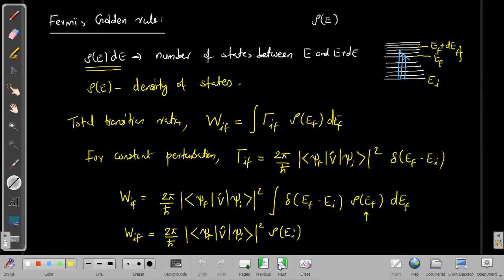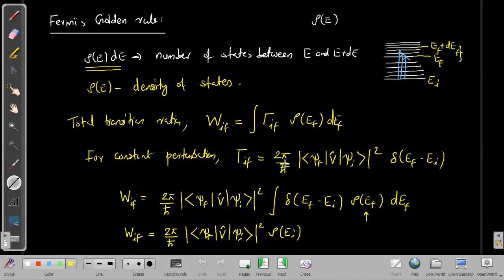Okay, so thereafter we discussed the Fermi's golden rule. So if you have a continuum of states, okay, if you have continuous energy levels, then we can define what is called the density of states, rho of E, and its definition we have discussed. Rho of E dE is the number of states between the energy level E and E plus dE. If you have continuum energy levels, then the total transition rate would be the integral of gamma if over the final energy states. Okay, so rho of Ef dEf would give the number of the final energy states. So I have to just add all the transition rates in order to get the total transition rate.